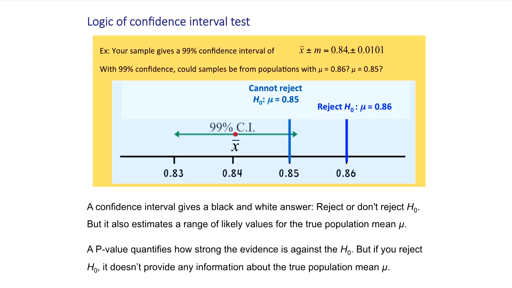Right, so this is an example where we got a sample mean of 0.84, and we drew a 99% confidence interval that goes from about 0.83 to 0.85. If we had as our null hypothesis that the population mean was 0.85, we could not reject the null hypothesis at the 99% level of confidence. If our null hypothesis suggested that the population mean was 0.86, then we could reject the null hypothesis.